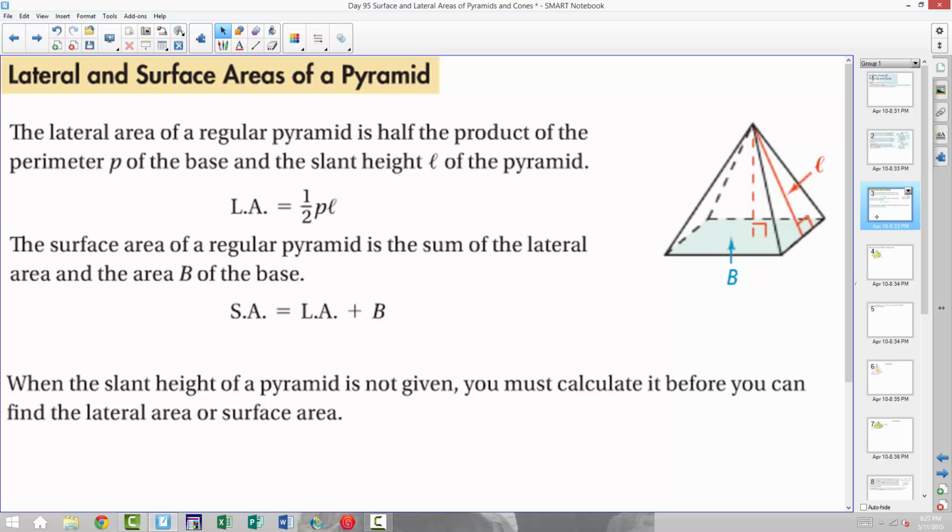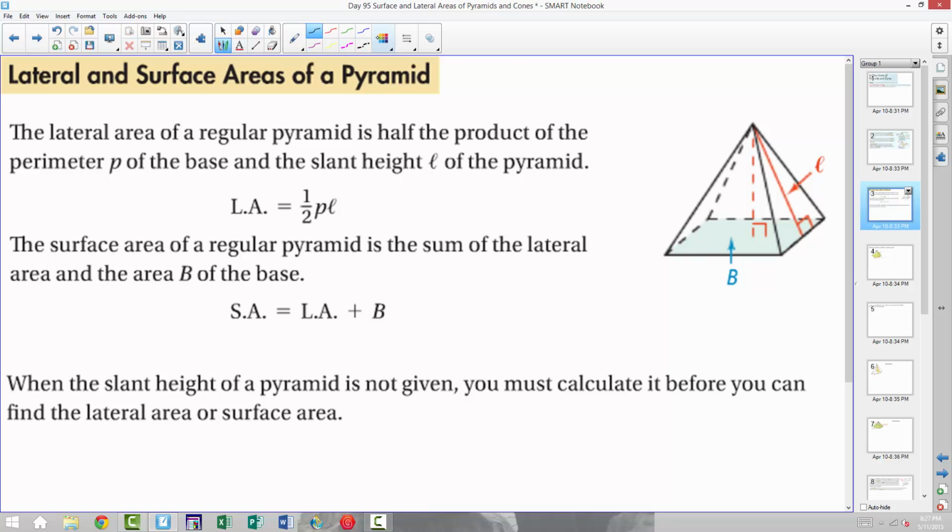Just like with surface area of prisms and cylinders, you have lateral area. The lateral area here is half times the perimeter times the slant height, where L is the slant height. The lateral area comes from the area of all n sides of the lateral faces, which are triangles. So half PL comes from the area formula for a triangle.